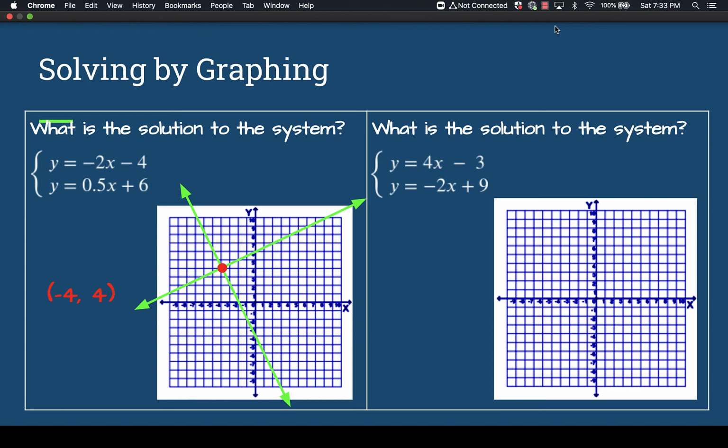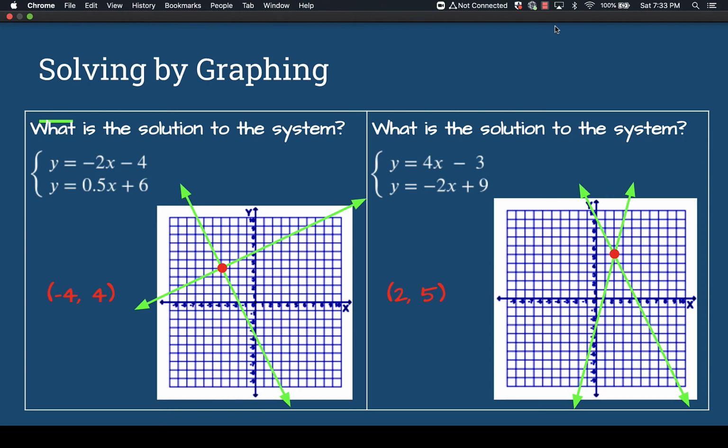Pause the video and try yours. Graph your two lines and figure out what the solution is. Check your answer. So your lines should have looked like this. Starting at negative 3 and up 4 over 1 each time, and starting at positive 9 and going down 2 over 1 each time. They intersect at (2, 5).